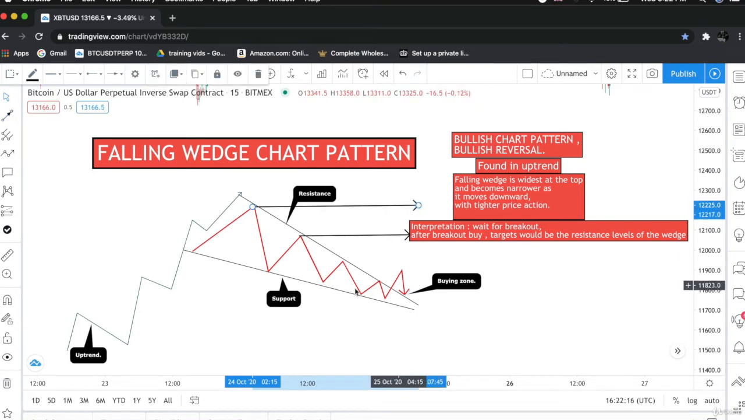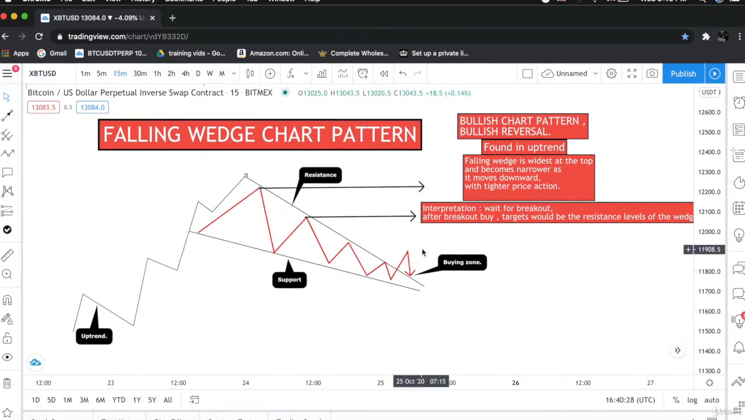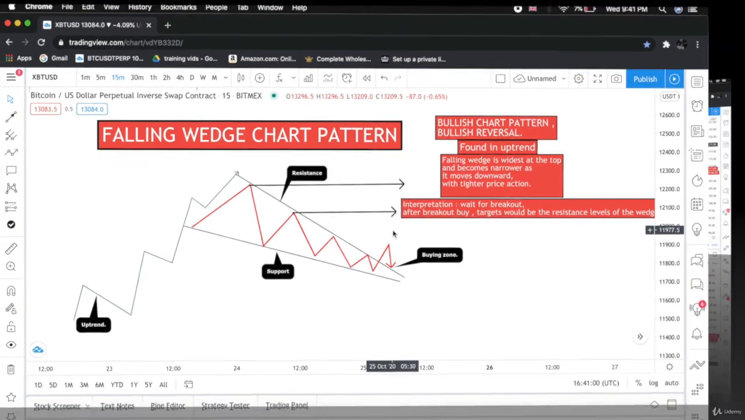And this will be our buying zone. This was our entry point and these resistance levels are our targets. Take profits. This is target number 1 and this is target number 2. Let's go to the chart and find a falling wedge chart pattern.